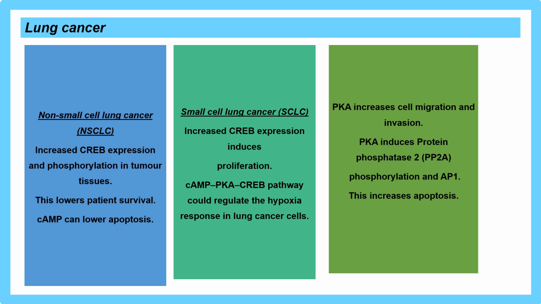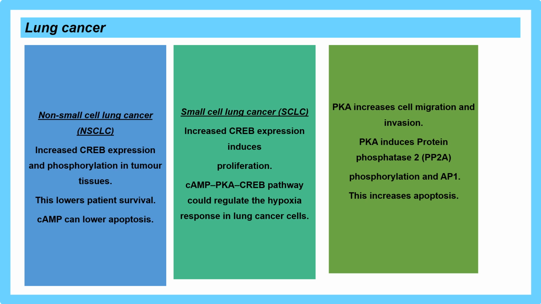So non-small cell lung cancer, NSCLC, increases the CREB expression and phosphorylation within tumor tissues, and this is what lowers patient survival. And cAMP can also lower apoptosis. Now, within small cell lung cancer, which is another type of lung cancer, you have an increased CREB expression, which increases proliferation, and also the cAMP-PKA-CREB pathway could regulate the hypoxia response in lung cancer cells.